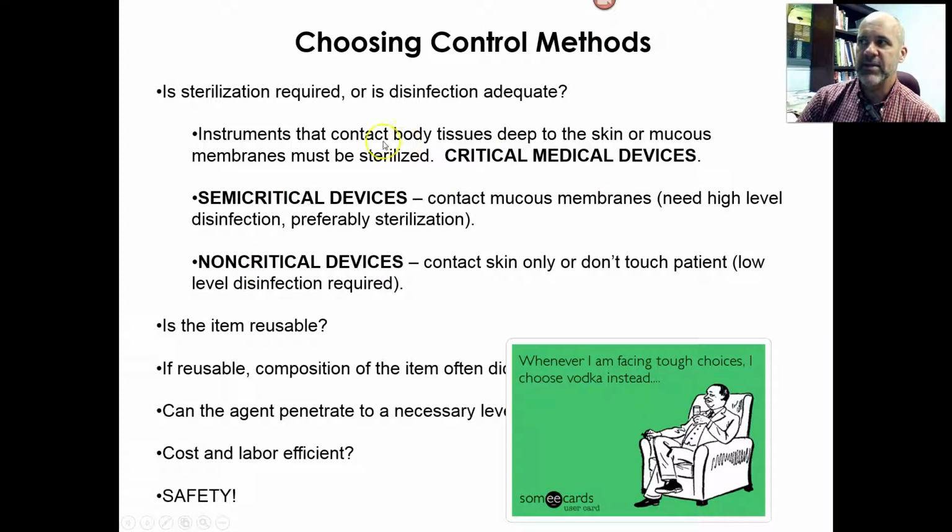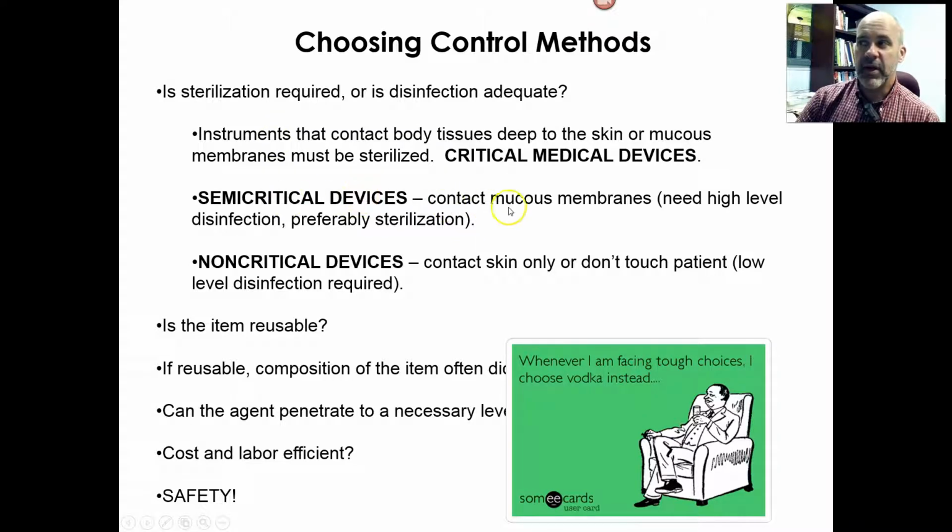Critical medical devices are going to be anything that will penetrate the skin or a mucous membrane lining inside the body. So keep in mind what body systems on the inside are lined with mucous membranes: your respiratory, digestive, urinary, and reproductive. So anytime you go deep to those areas, those are called critical medical devices, and those instruments have to be sterile before they can be used.